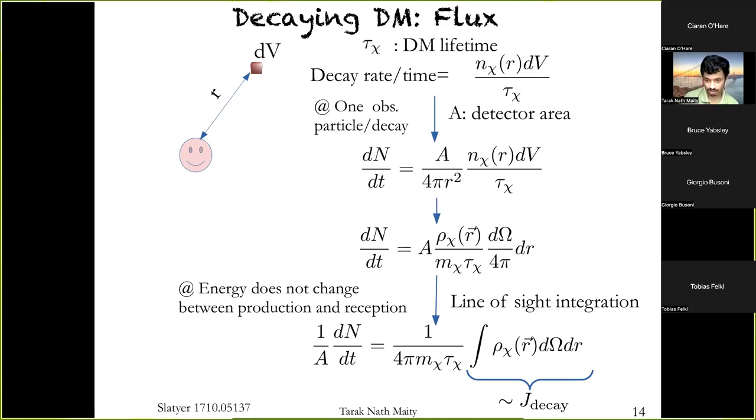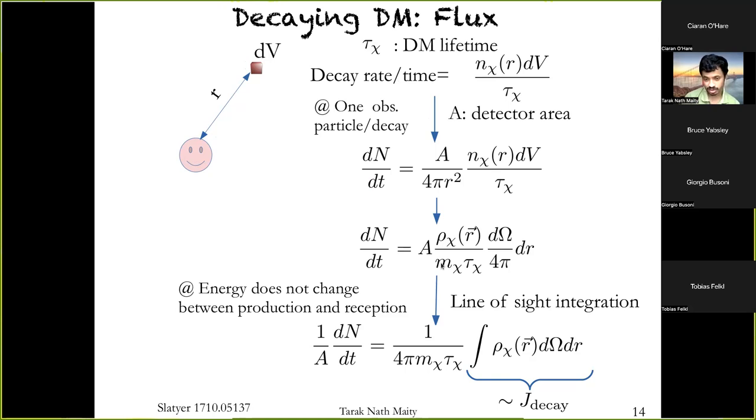two-body standard model states, how do you calculate the gamma ray flux? Just a brief overview. Let's say this is where you are observing, at a distance r from the source where dark matter is decaying. If the dark matter lifetime is much, much larger than the age of the universe, this is kind of in equilibrium. So you can calculate the decay rate per unit time, which is given by this. Then if you assume that per decay you are producing one observable particle, and your detector area is A, then the number of particles that you are going to observe per unit time is given by this. Then you can just do some algebra and you end up with this.